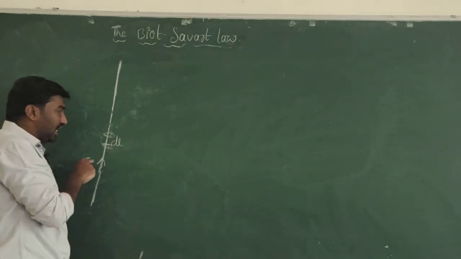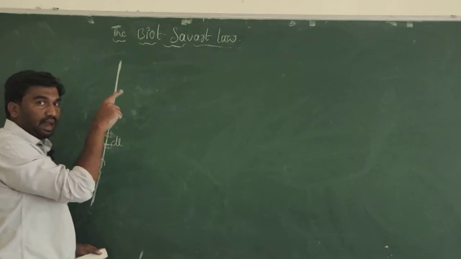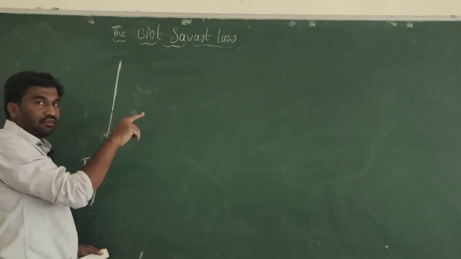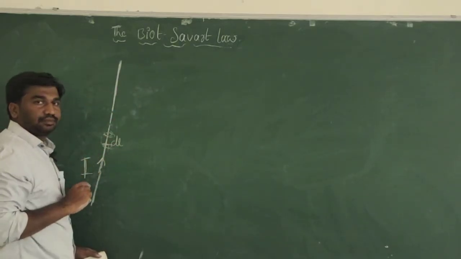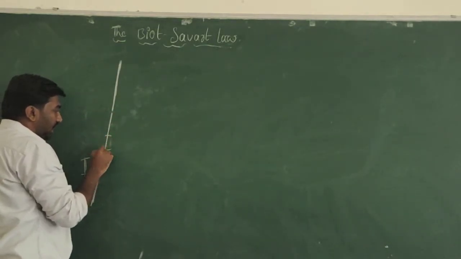This steady current will also produce a magnetic field. We are going to calculate the magnetic field, how it varies, and how it is affected due to this current wire. So let us take a small length element dl.